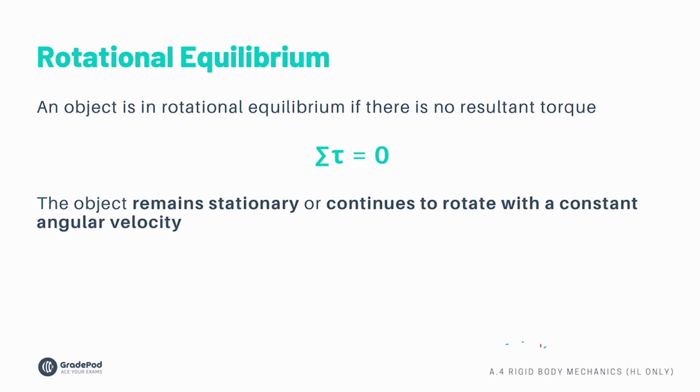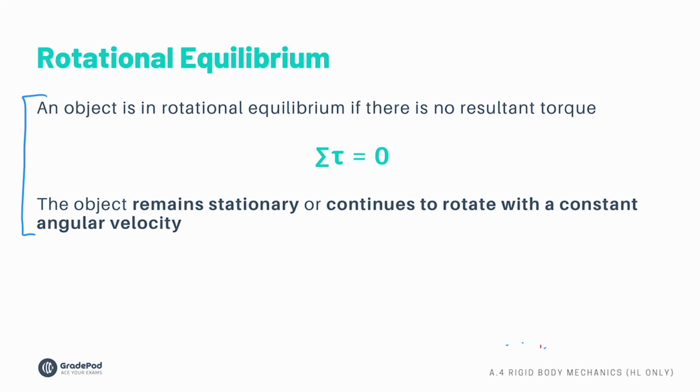And it's important that you write down the definition of rotational equilibrium. It's one of those things that might give you 1 or 2 marks in an exam. So in your notes, you're going to write down: an object is in rotational equilibrium if there's no resultant torque. And if you want, you can also write down the angular equivalent of Newton's first law.